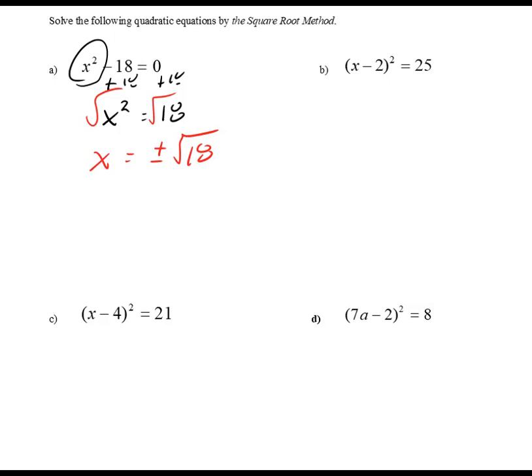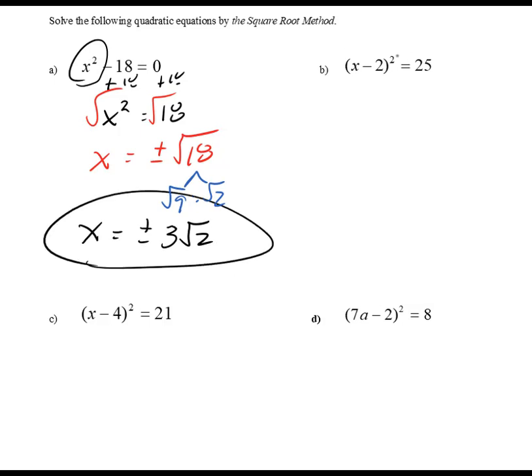So the square root property allows us to basically take the square root of both sides, plus or minus, and then simplifying the square root of 18 into the square root of 9 times the square root of 2, we would end up with x then equaling plus or minus 3, the square root of 9, times the square root of 2.